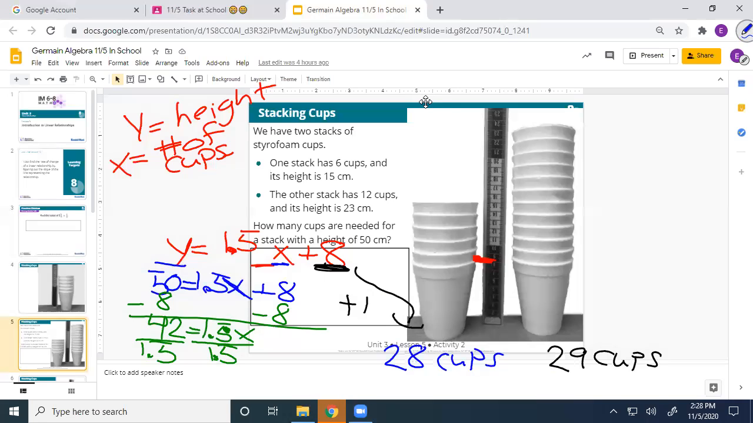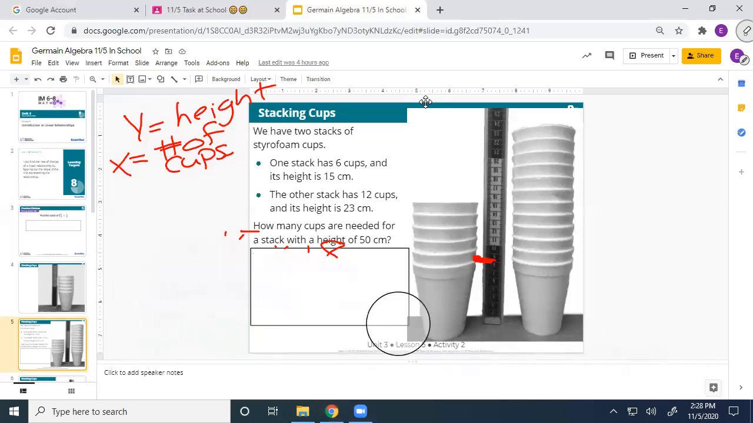Okay, so it's going to take us 29 cups to get to 50 centimeters. So let's look at the next piece of this. We have an equation. Now we're going to be creating our graph. So let's look at the directions at the bottom of this page before I have you flip the page.